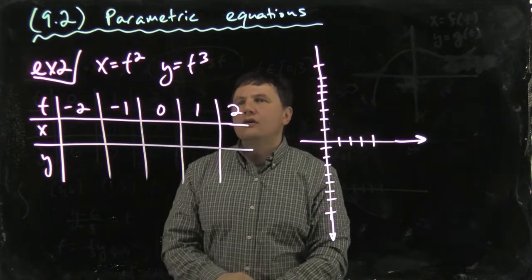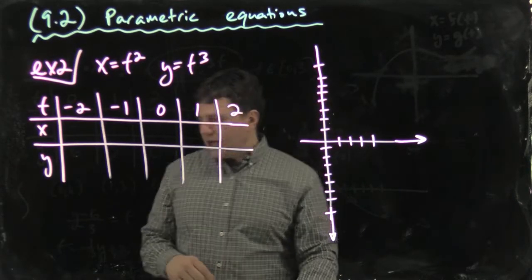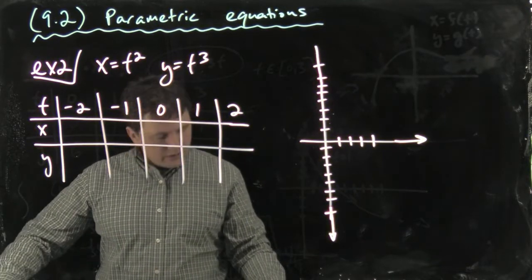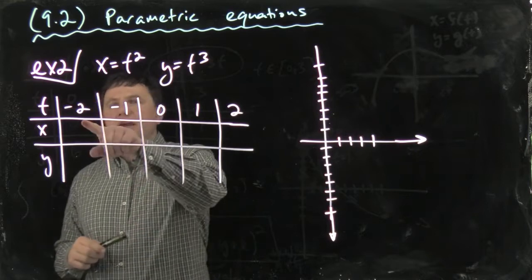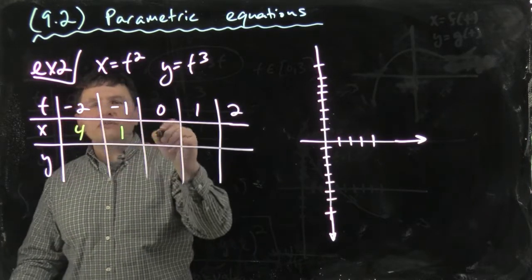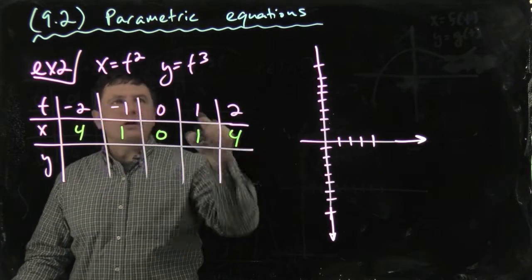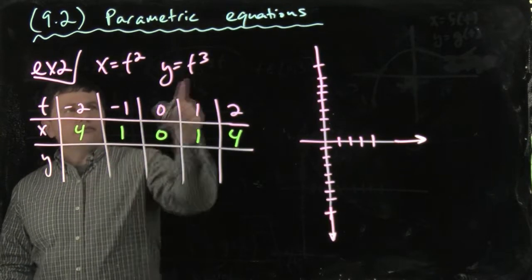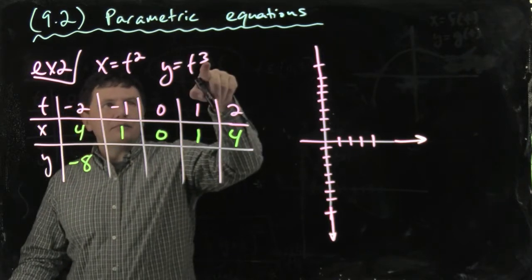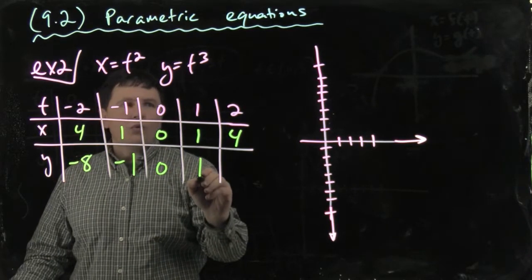x and y are defined separately, and now we're going to calculate our points here. -2 goes into x, and we get 4. -1, we get 1. 0, we get 0, then 1, and then 4. And now let's do the y's. That's going to be -8. Keep in mind odd powers retain the negative. This will be -1, 0, 1, and 8.